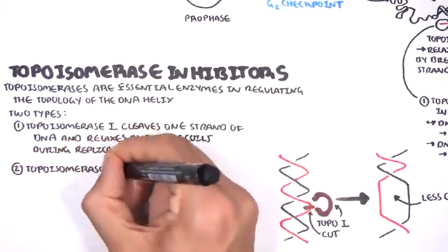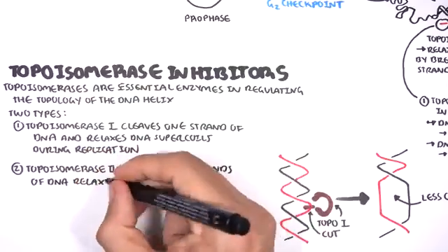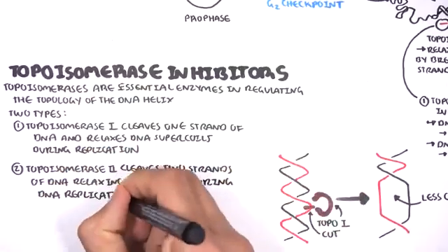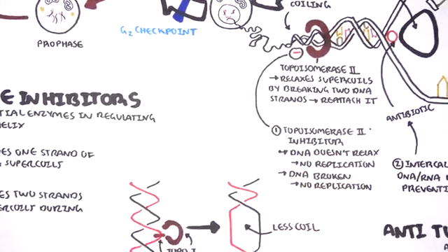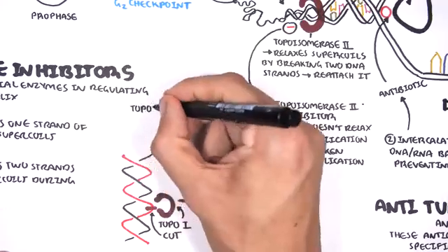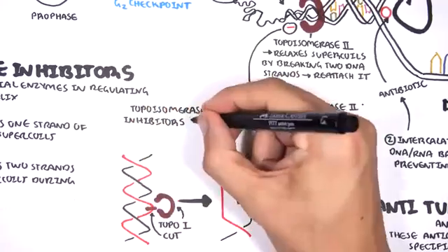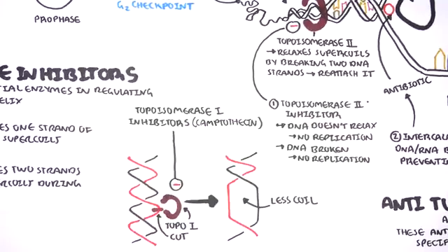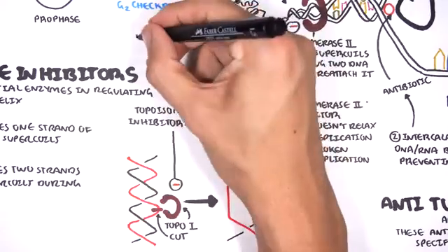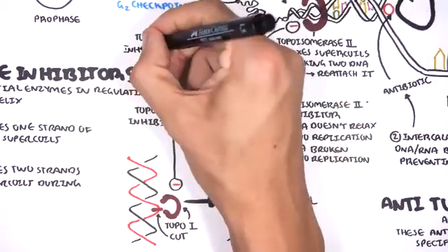Topoisomerase 2, as mentioned, cleaves two strands of the DNA helix and relaxes supercoils during DNA replication, which again we've already talked about. Topoisomerase 1 inhibitors inhibit topoisomerase 1 and thus inhibit the relaxation of DNA and thus potentially inhibit proper DNA replication. An example of this chemotherapy agent is camptothecin. Topoisomerase 2 inhibitors we already talked about and include etoposide.